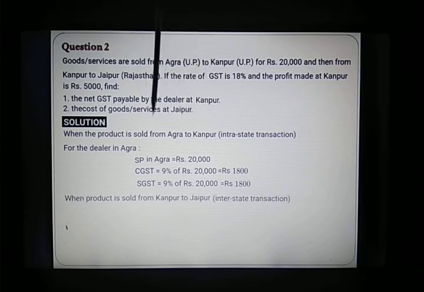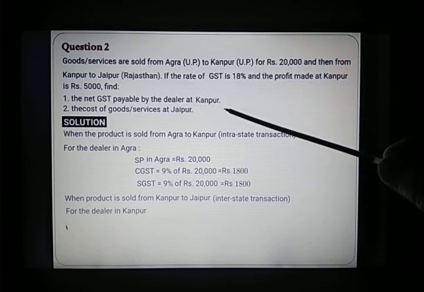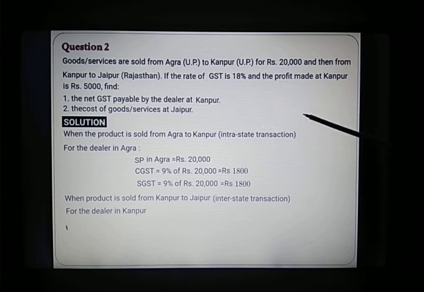Next, let us see the next case. That is when the product is sold from Kanpur to Jaipur. That means an interstate transaction. Now let us see what happens over there. So for the dealer in Kanpur, be careful: from Agra to Kanpur, then from Kanpur to Jaipur. So we are in the middle now.